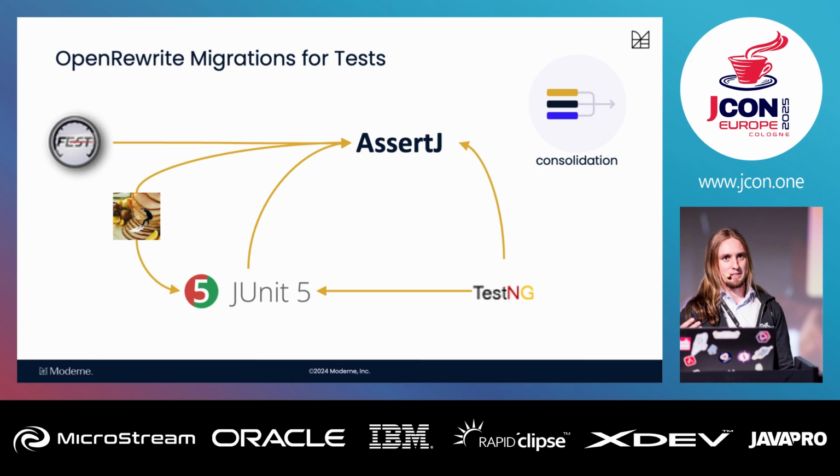Again, we have the same effects. After the migration to JUnit or AssertJ, we have the streamlined API usage and the streamlined dependency usage with the consolidation. So everywhere around your organization, same API, same dependency.